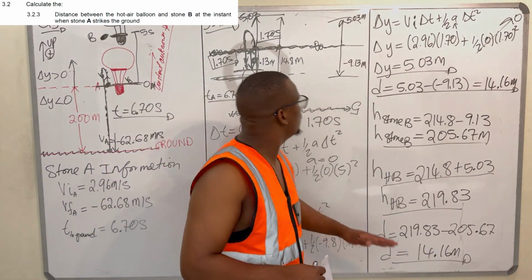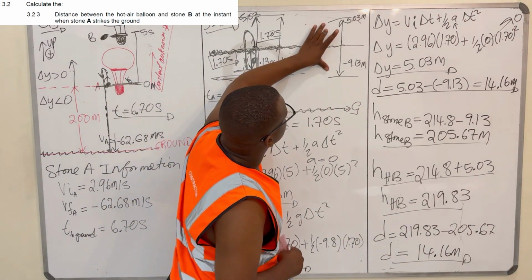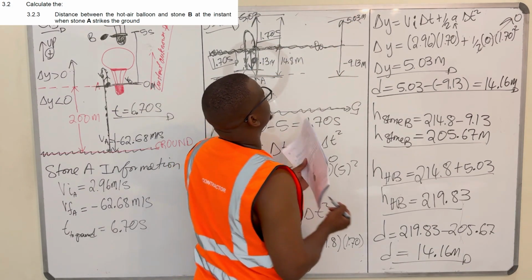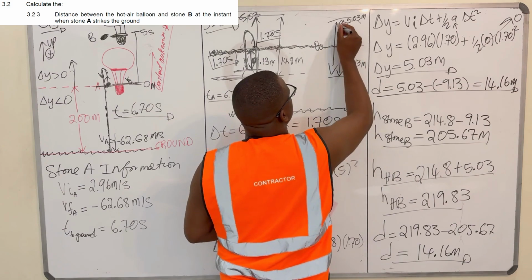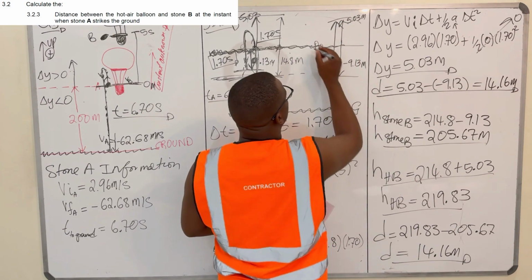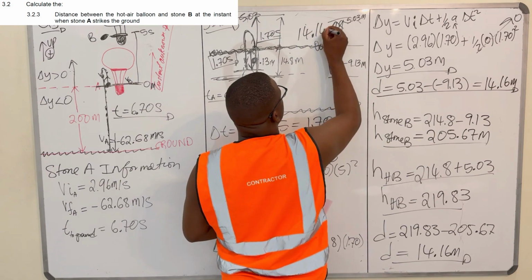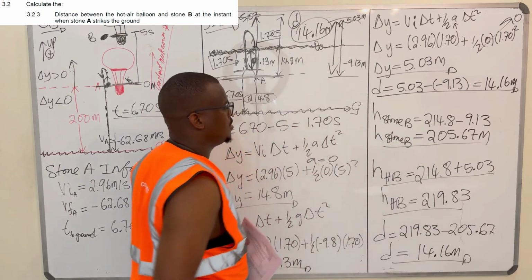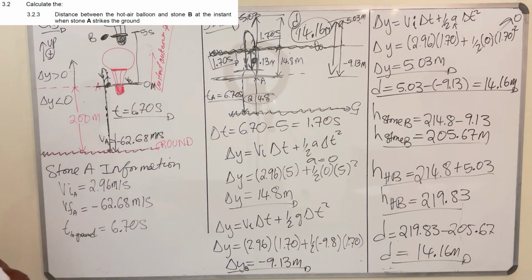So the distance between this and this is 14.16 meters. This is the distance that we're looking for. We're done with this question. So we have one more question.